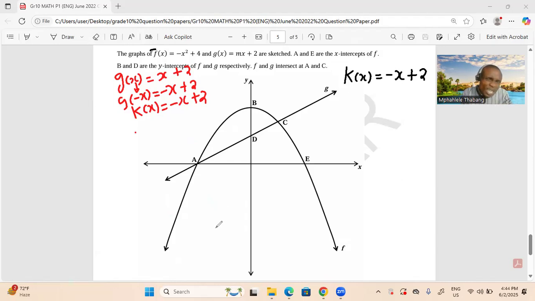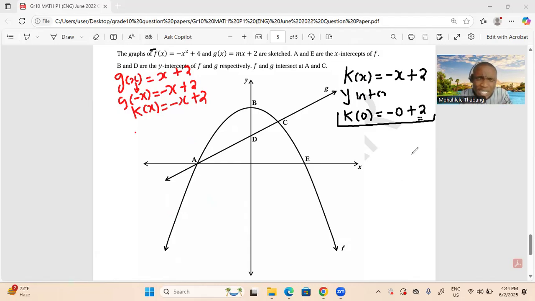Let us start with the y-intercept. To find the y-intercept, we let x be 0. So k of 0 is equal to negative 0 plus 2. So the y-intercept of k is 2. Now let us find the x-intercept of k. I'm using the dual intercept method, so I must have the y-intercept and I must also have the x-intercept.